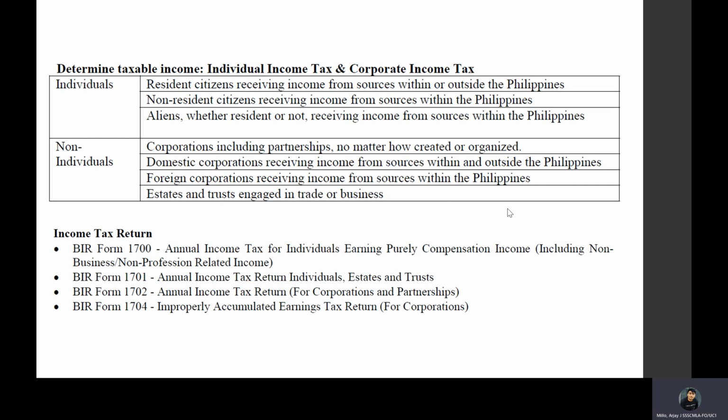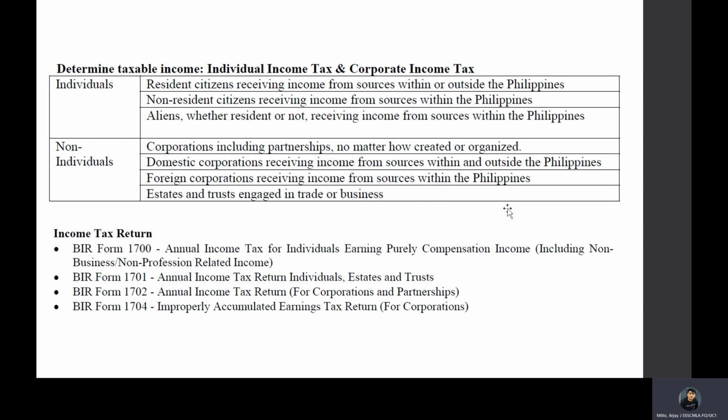Second, we need to determine the taxable income for individual income tax and corporate income tax. So for individuals, we've already identified kung ano-ano yung mga type of taxpayers na yun. So una-una, yung mga resident citizen receiving income from sources within or outside the Philippines. Mga non-resident citizen na receiving income from sources within the Philippines. And then aliens, whether resident or not, receiving income from sources within the Philippines.